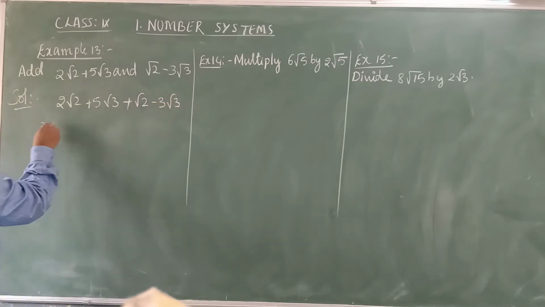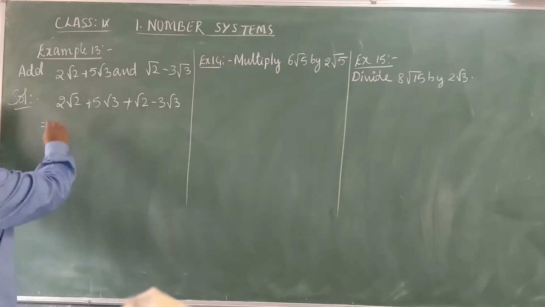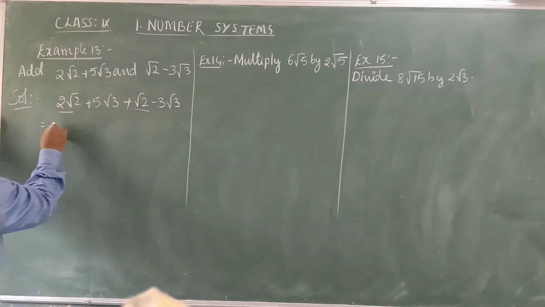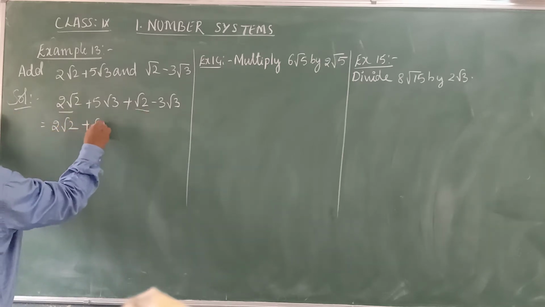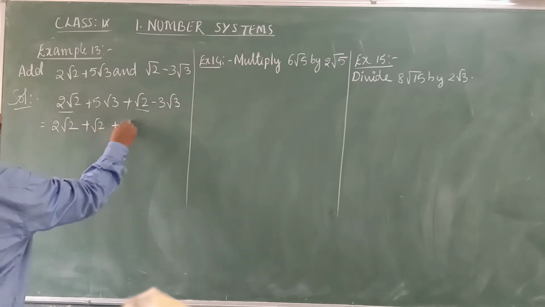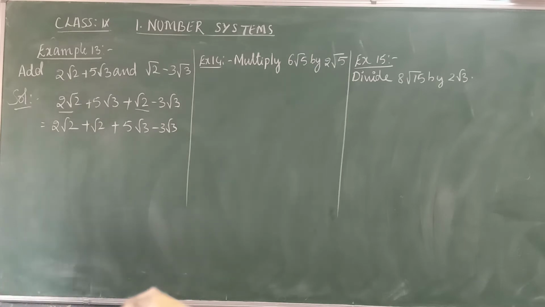Now, write these irrational numbers with the same radicand. Root 2, 2 root 2 and root 2 both are similar terms. Write similar terms together: 2 root 2 and root 2, plus 5 root 3 minus 3 root 3. Again we are applying the algebraic expressions concept.